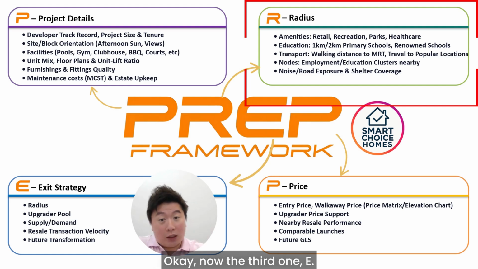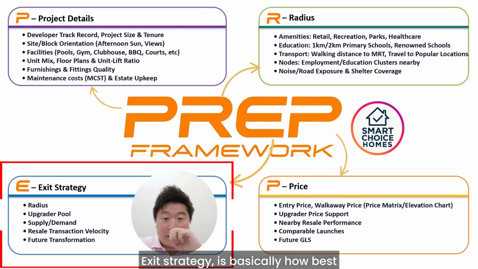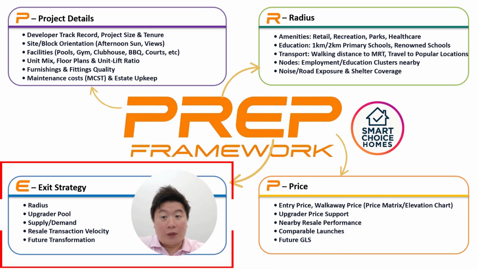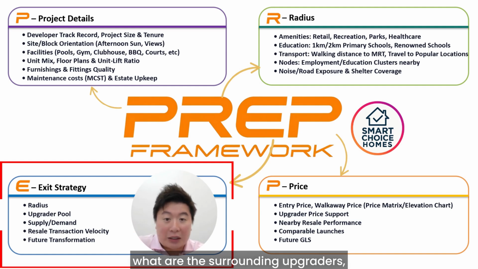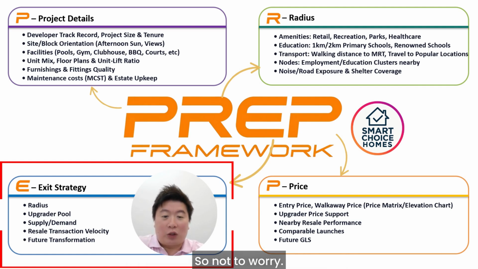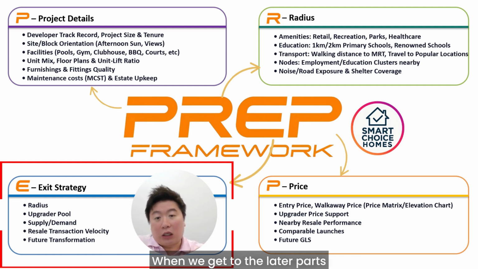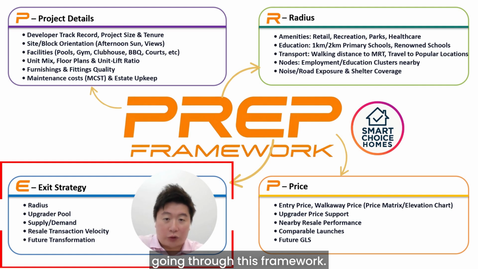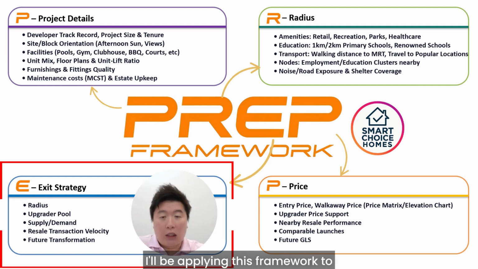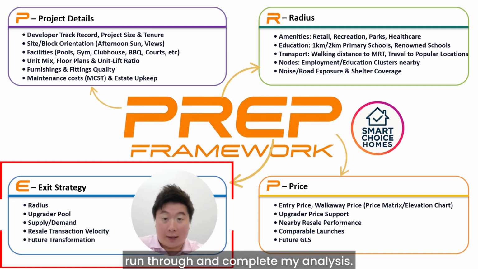Okay. Now the third one, E, exit strategy. So very straightforward. Exit strategy is basically how best can you exit your project. So radius obviously makes up a big part of it, and not just radius, even the first P as well. And then you have the upgrader pool, what are surrounding upgraders, your supply demand, resale transaction velocity, future transformation. So not to worry, when we get to the later parts of the video, I will definitely be going through this framework. I'll be applying this framework to run through and complete my analysis.